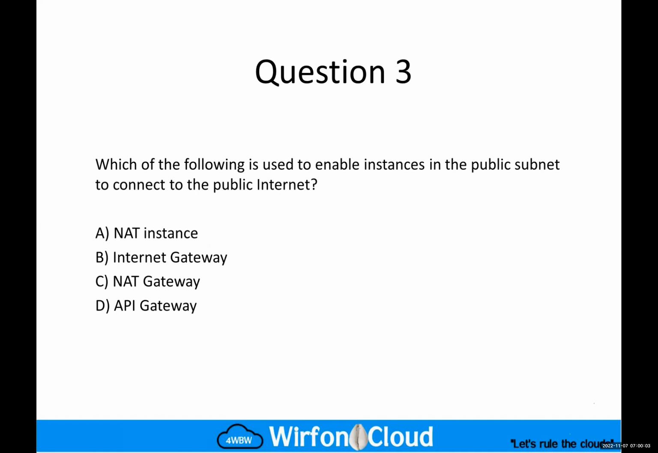Which of the following is used to enable instances in the public subnet to connect to the public internet? Remember, enable instances in the public subnet to connect to the public internet. I already see people coming with B. I wonder if somebody can shoot out an explanation for that. If it's possible to come out verbally, that would be nice to hear.